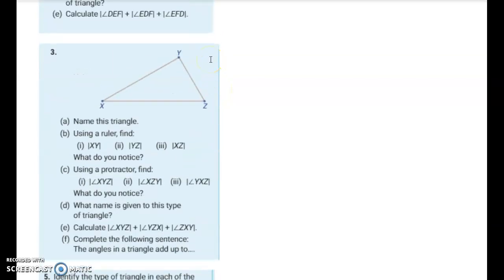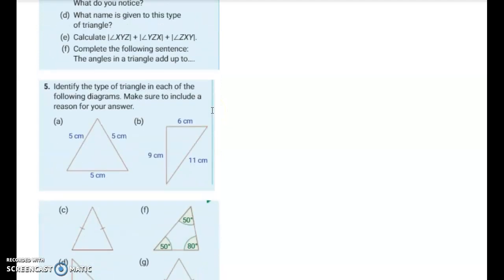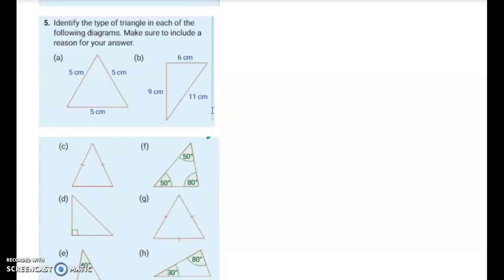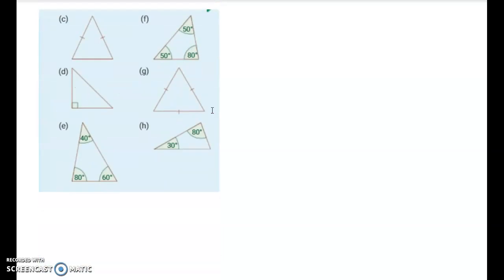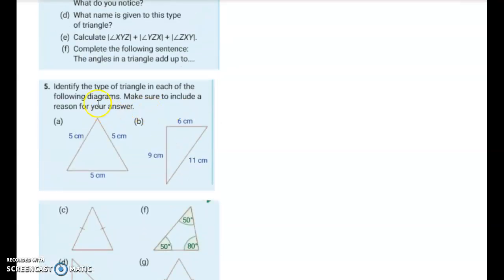This is a scalene triangle that you will draw into your copy. And then you'll draw each of these in and you will measure them. And what else do you have to do? Identify it. So you draw it in. I want you to measure the angles on each of them as well. And then underneath it write what kind of a triangle it is.